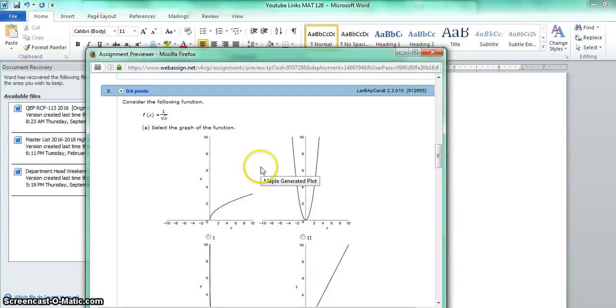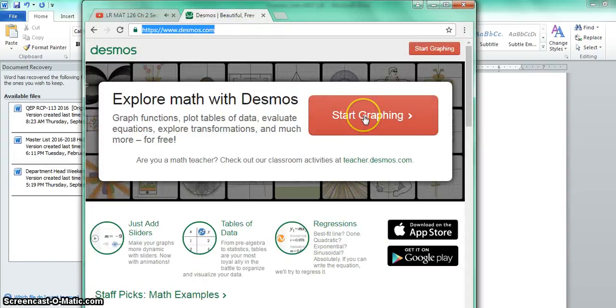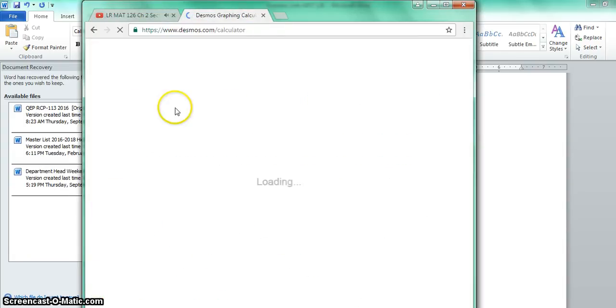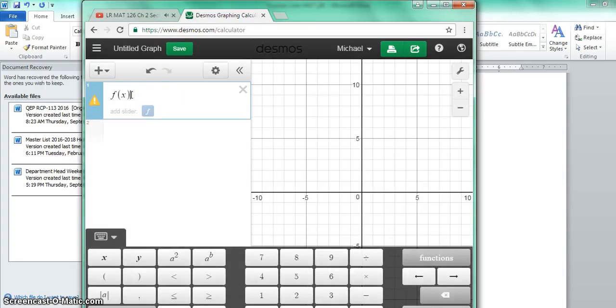So in Chapter 2, Section 3, we get into some related rates. And so looking at number 2, we have this function, 1 over root x. So I want to graph this function. So the function is 1 over the square root of x. So we can see what it looks like.